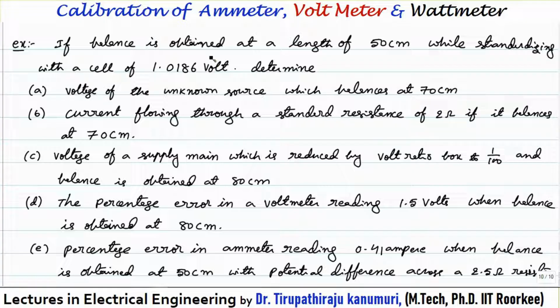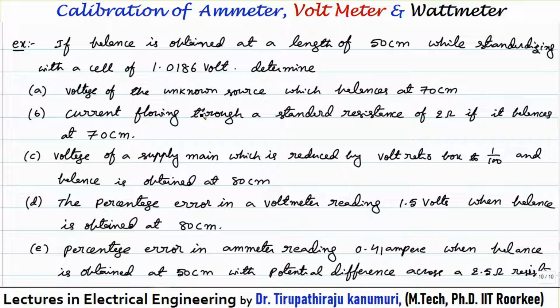If for this known value of the voltage it is balancing at 50 centimeters, what will be the value of the voltage if it balances at 70 centimeters? We can easily calculate from this. And then the current flowing through a standard resistance of 2 ohms if it balances at 70 centimeters. That means when you are measuring the voltage across a 2 ohm resistor, it balances at 70 centimeters. What is the value of the actual current?